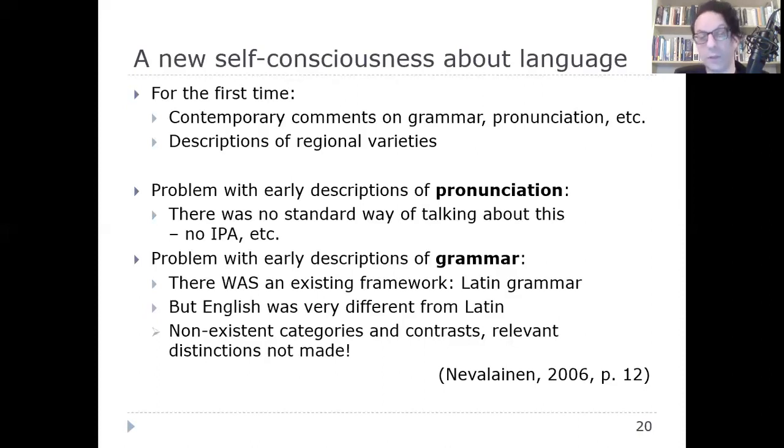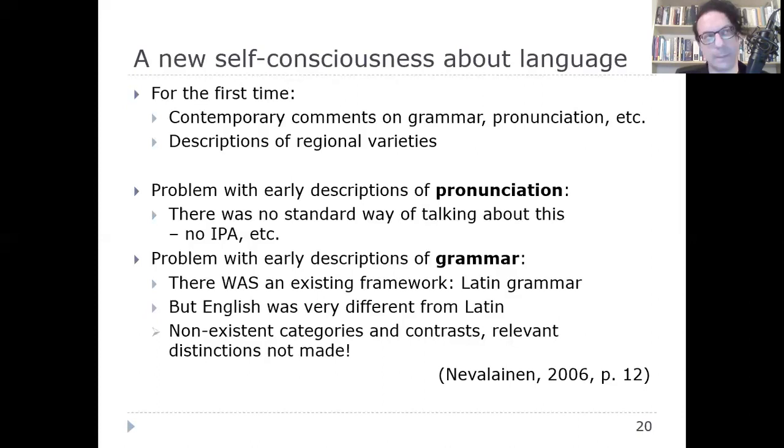And there's also a problem with early English grammars. And this is quite simply the fact that there already was an existing framework for writing grammars, namely Latin grammar. Grammars were usually about Latin, right? And not about English. But English was very different from Latin.